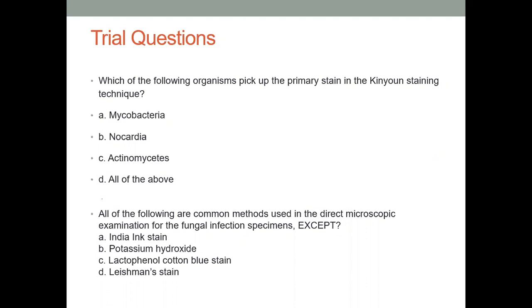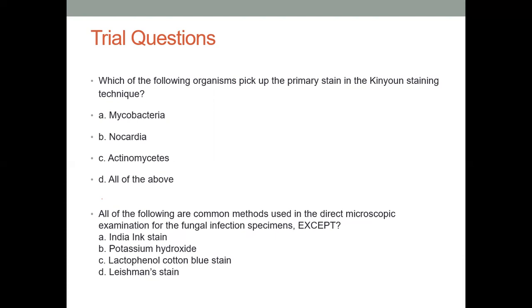The organism which will pick up the primary stain will end up becoming AFB positive. Is that right? Yes, sir. And we said that Mycobacterium, of course, is one, but there are other bacteria which are not Mycobacterium that are also acid fast.